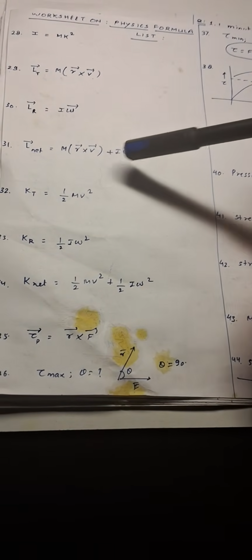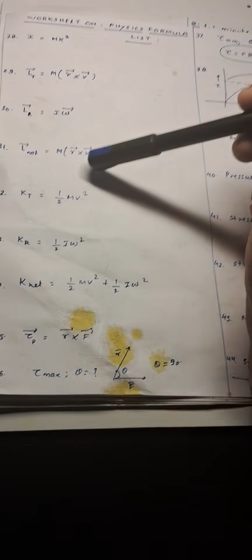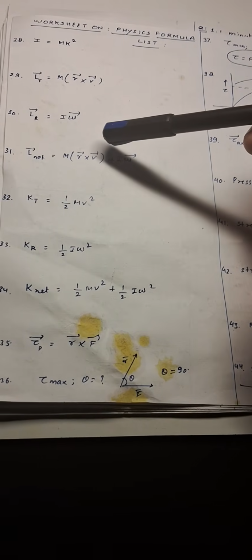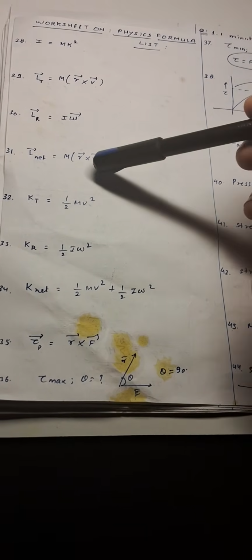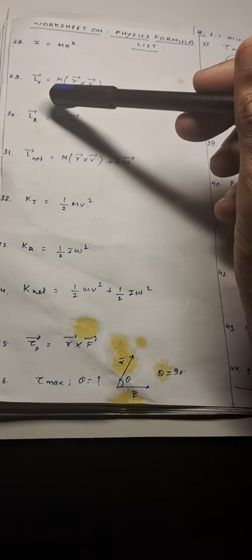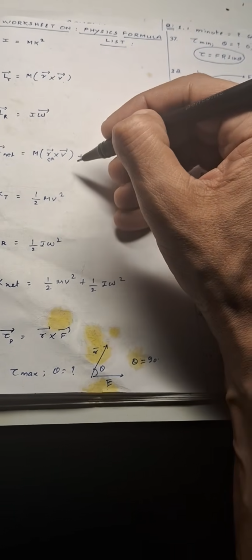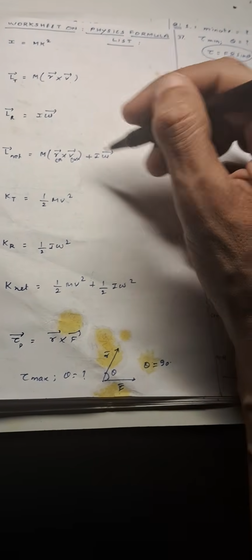Next is the net angular momentum of a body in combined translation and rotation. Suppose the rigid body is moving, so angular momentum will be due to the velocity of the center of mass and due to rotation of the system about the center of mass. So it is the sum of the angular momentum due to translation and angular momentum due to rotation. So we have this complete expression. Here r is the position of the center of mass, so it's better to write it as r cm, and v is the velocity of the center of mass.